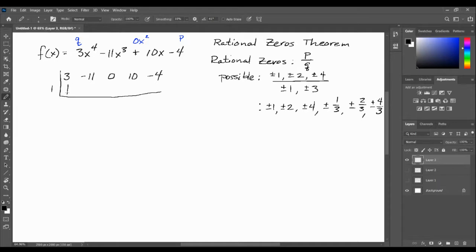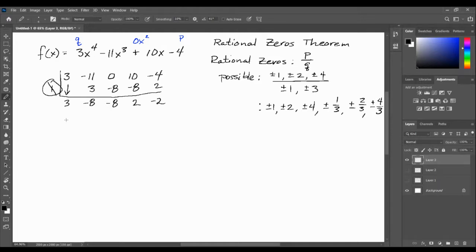So the process, recall, you bring down the first term, and then 3 times 1 is 3, and I just write that down, and then I add these together. -11 plus 3 is -8. Times 1 is -8. Add 0 to that is -8. Times 1 is -8. Add 10 to that is 2. Times 1 is 2. Add -4 to that is -2. So this is not a 0.